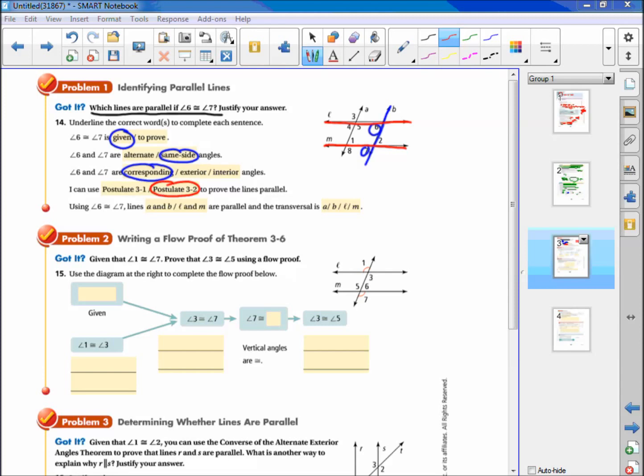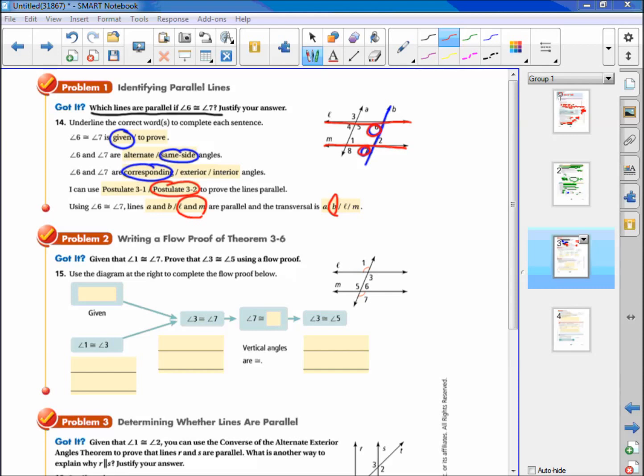So remember, postulate 3.2 is the converse of postulate 3.1. So 3.1 said if the lines are parallel, the corresponding angles are congruent. And postulate 3.2 said if the corresponding angles are congruent, which we know 6 and 7 are congruent, then the lines are parallel. So using 6 and 7 being congruent, lines L and M are parallel. And the transversal that's cutting across them is line B. B cuts across L and M, which are parallel because when B cuts across them, 6 and 7 are congruent.